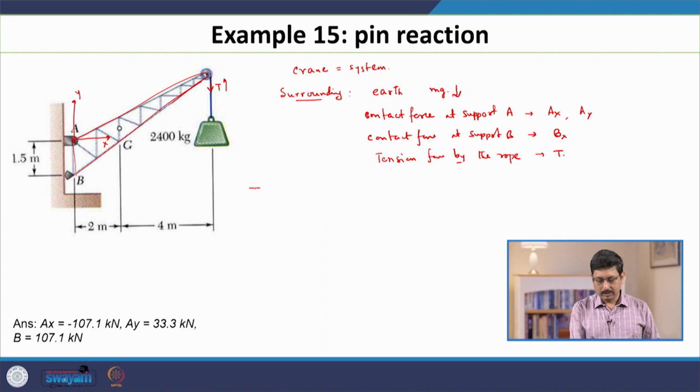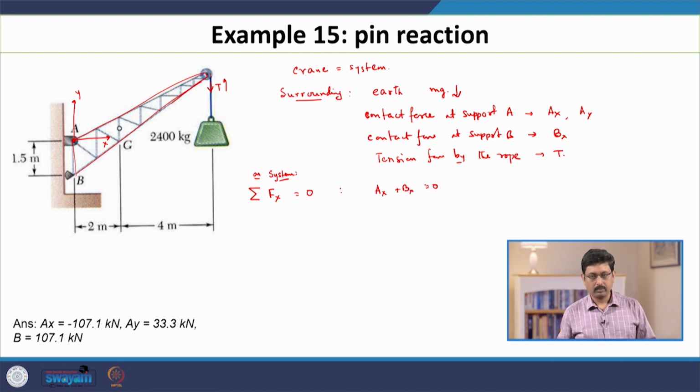The first equation is the force balance condition in the x direction: the sum over all the forces in the x direction must be 0. The only forces you see in this picture, on our system, are the 2 horizontal forces on the crane: one at the support A, Ax, and one at the support B, Bx. So, that is our first equation.